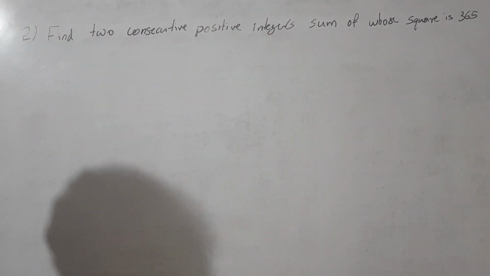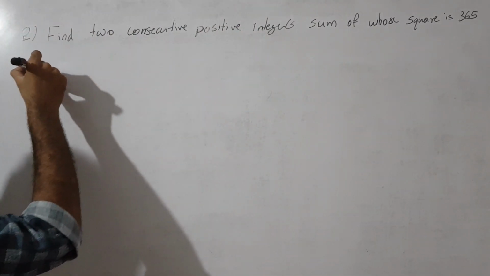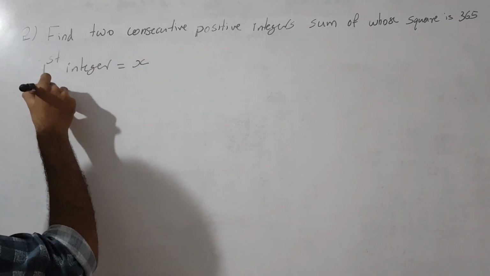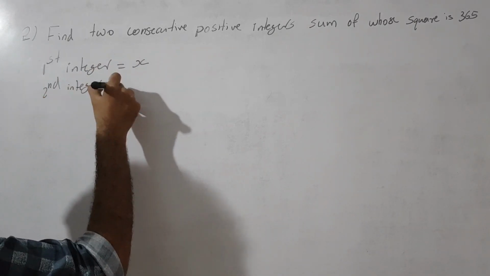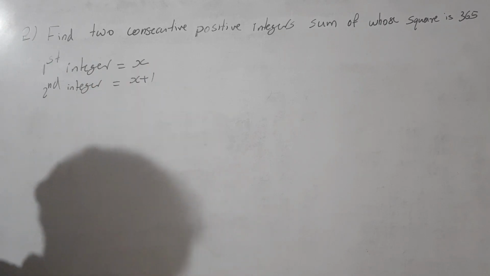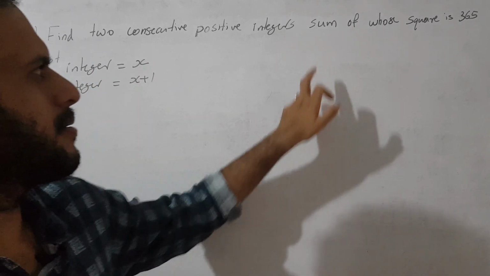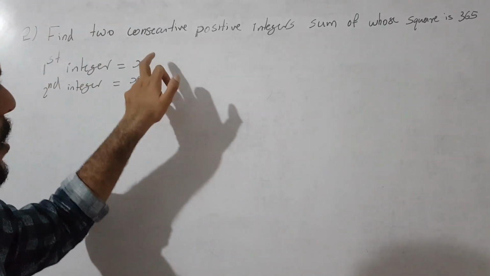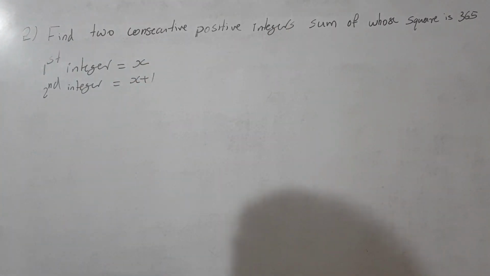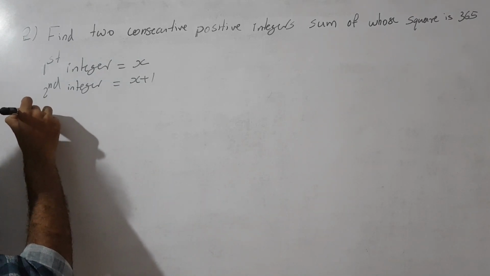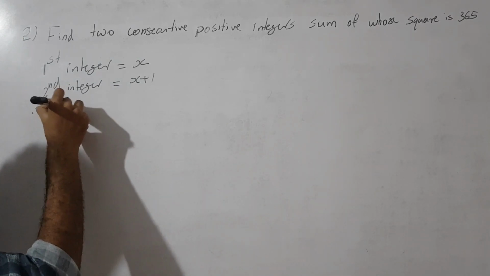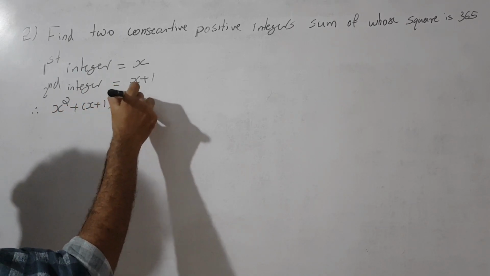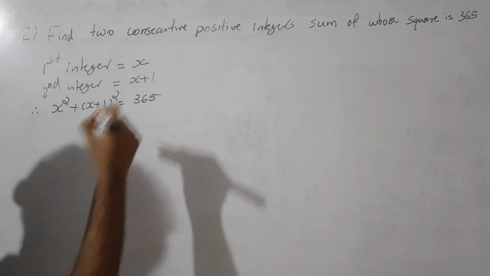So we choose the numbers like this. First integer is equal to x. Then second integer is equal to x plus 1. Then what is the relation? Sum of whose squares is 365, means the sum of the squares of the integers is equal to 365. Therefore we write: x square plus (x plus 1) whole square is equal to 365.